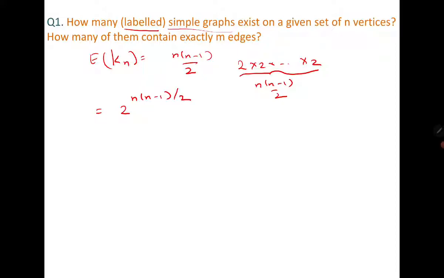Now the next is: how many of them contain exactly m edges? It means that out of n(n minus 1)/2 edges, we need to pick m edges, or we have to find the number of ways in which m edges can be picked out of n(n minus 1)/2 edges, which is C(n(n minus 1)/2, m).